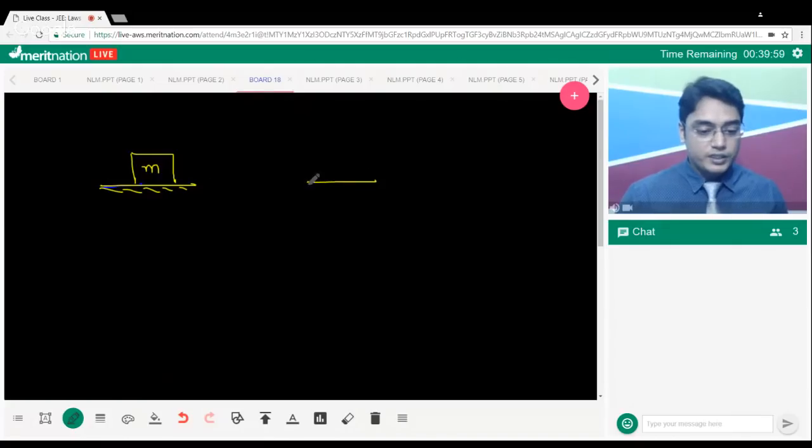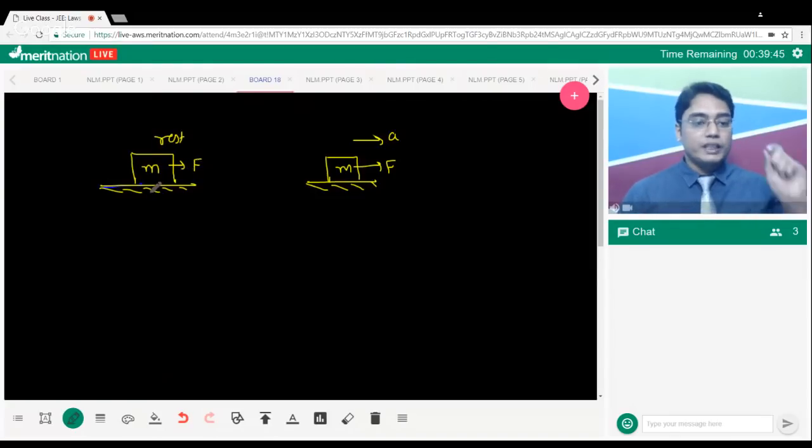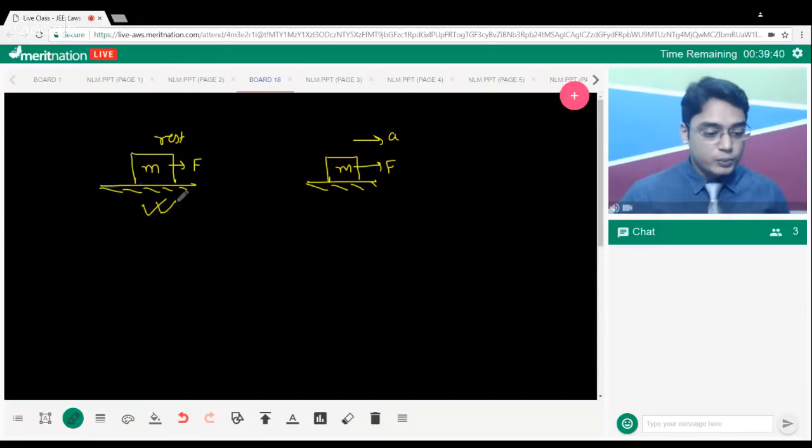Second, I'm taking the same case, but with a little difference. Here, force F is applied and this block is moving with some acceleration A. And here, this block is at rest while applying force F. So in Newton's law of motion, we are going to deal with such situations. We can say that this block is at rest, so we apply the condition of equilibrium. That is, if this block is at rest and the applied force is F, there must be another force which is opposing this applied force.